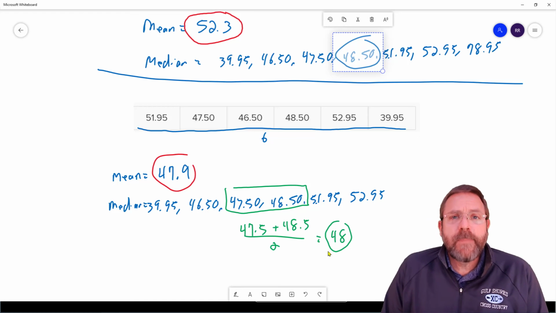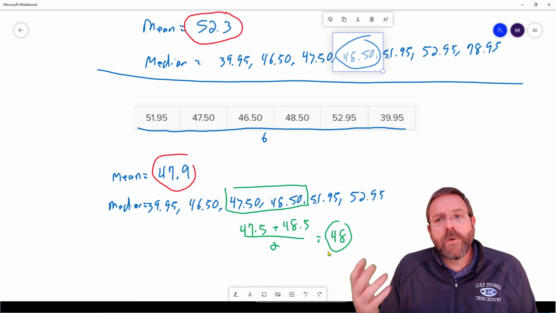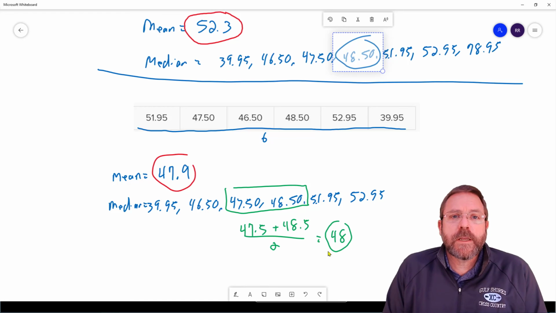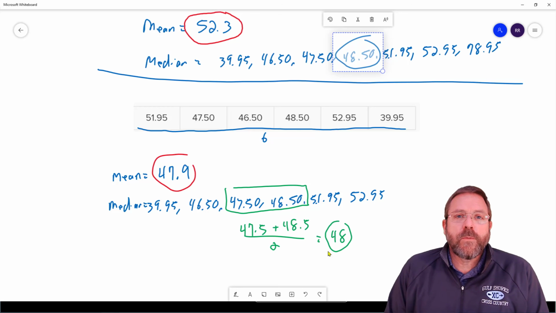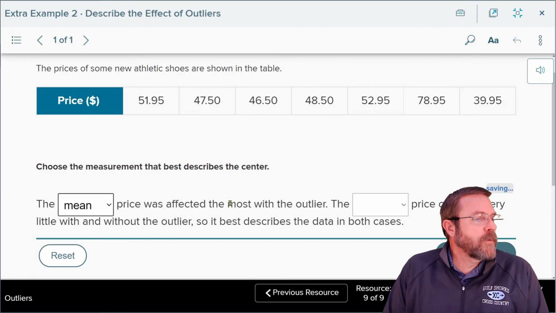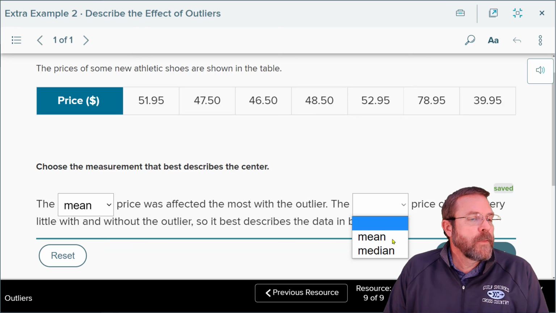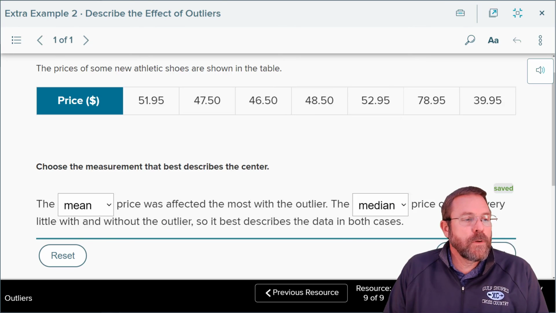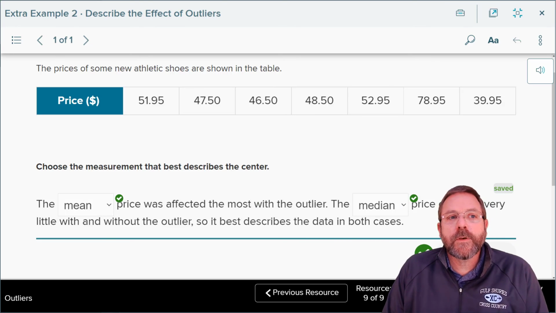You can see that the median is once again going to be a much more accurate representation of the data when we're dealing with outliers. So it's going to be a lot closer. So we can say right here the mean price was going to be affected the most with the outlier. The median price changed very little. Check your answers. There you go.